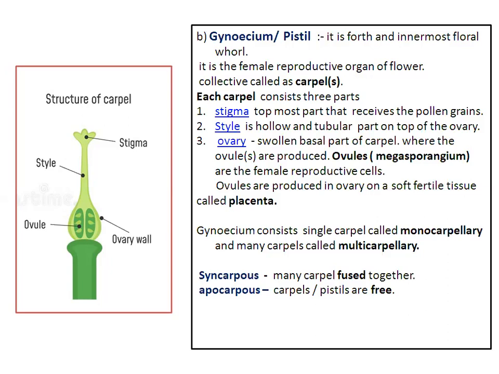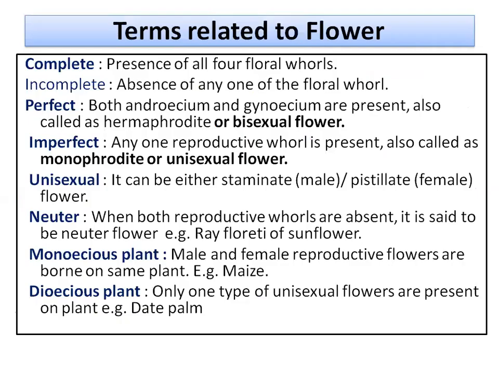When many carpels are fused together, this condition is known as syncarpous, and if many carpels are free, then it is known as apocarpous. So what is syncarpous? What is apocarpous? What is monocarpellary? What is multicarpellary? So you have to concentrate on the different terms.